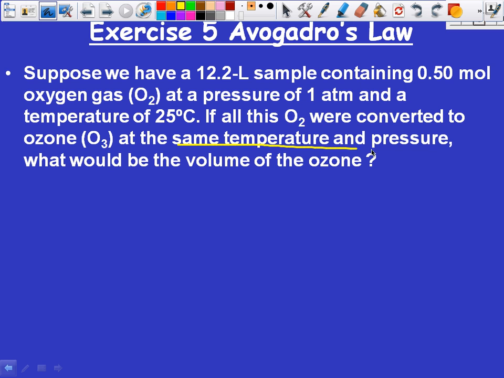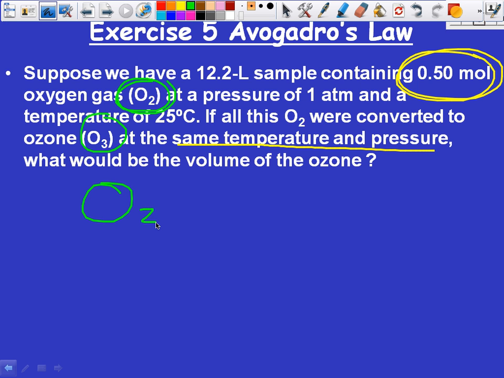At the same temperature and pressure, you're going to have the same content value there. But here's the only problem. We're actually converting, and we know that oxygen and O3 are the same thing. So really, if you want to break it down, we're going from O2 to O3. And someone should be yelling and screaming, hey, that's not balanced. You're right. It's not balanced.